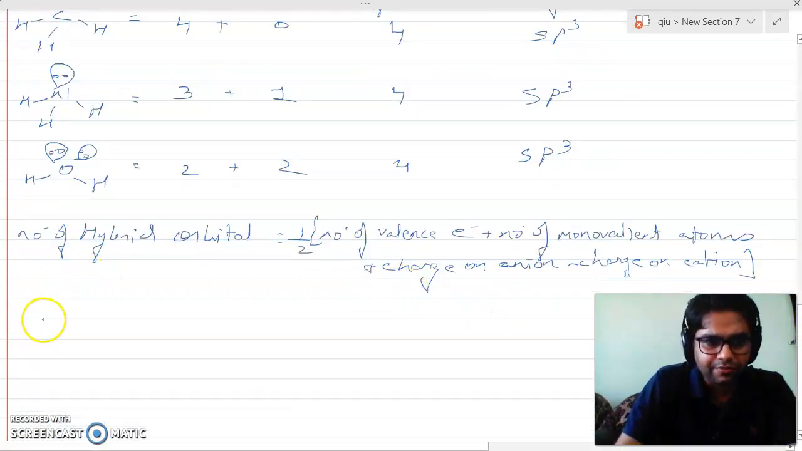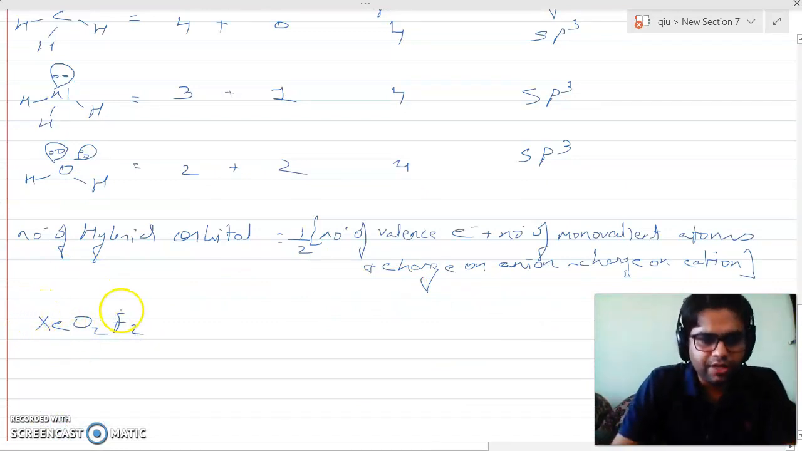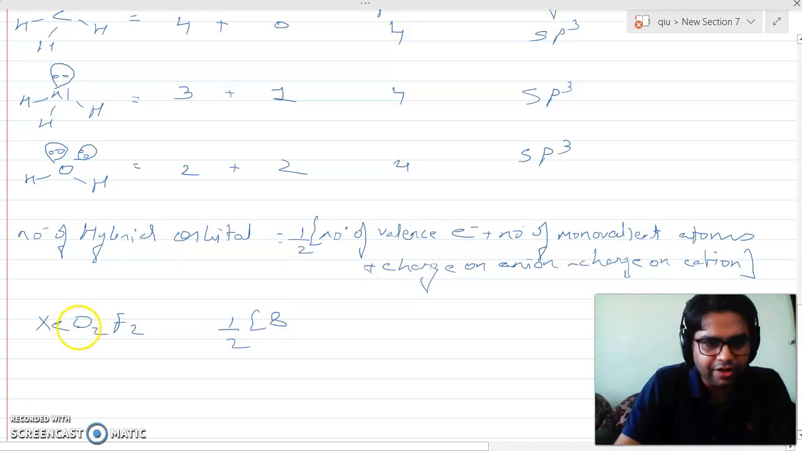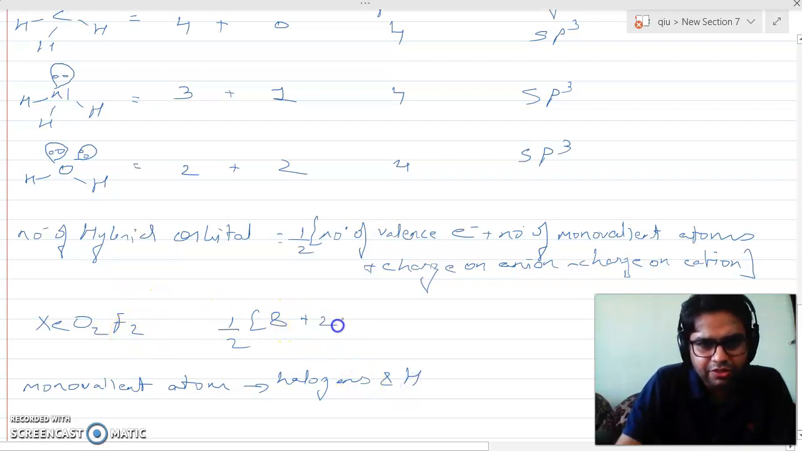So let's try it for any molecule, say for example XeO2F2. You all know that xenon is a noble gas. So how many electrons would it have? It will have 8 valence electrons, 1 by 2 into 8. And then monovalent atoms. What are the monovalent atoms? A monovalent atom is one which forms only one covalent bond. They could be halogens and hydrogen. How many are there here? 2 halogens. So 8 plus 2, that is 10. So 10 by 2, and that is 5. So for 5 we need 1 s, 3 p, and 1 d.